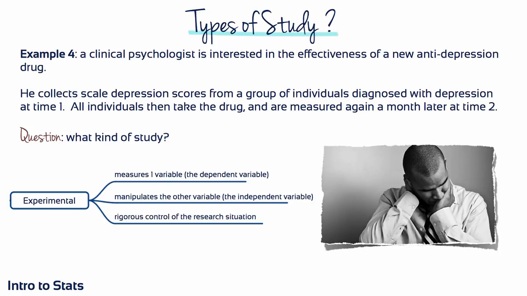The psychologist manipulates one variable, the antidepressant drug. It's being controlled and assigned, in this case to all the participants. One variable is being measured, the depression scores. This one variable is being measured twice, before they take the drug and then 1 month later. This is an experimental study.